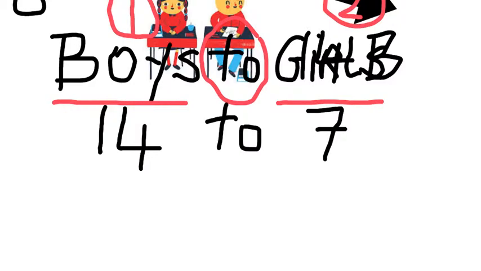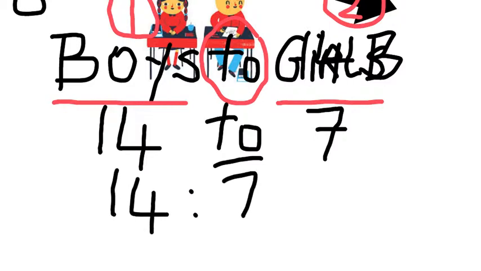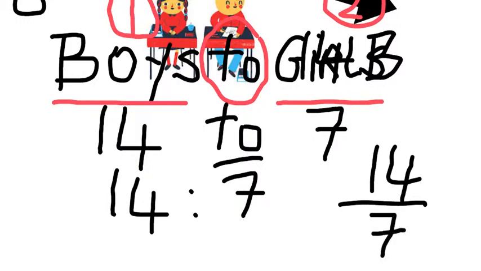There are 3 ways you could write your ratios, okay? And all of them are correct. Whichever way you choose to do it is correct. You could put it as 14 to 7, or you could put it as 14 colon 7, and those are called colons. And you could also put it as 14 over 7 as a fraction. But notice how boys comes first and girls come second. So in all 3 cases, we respect the order in which they come in.